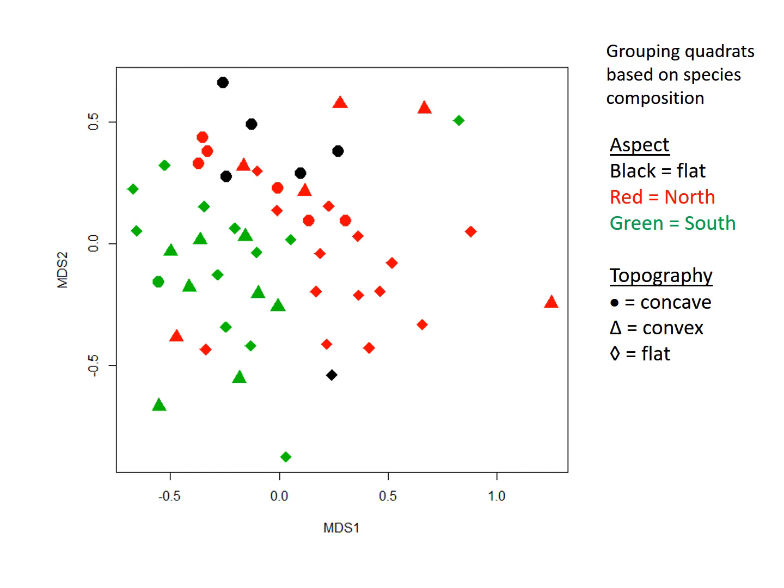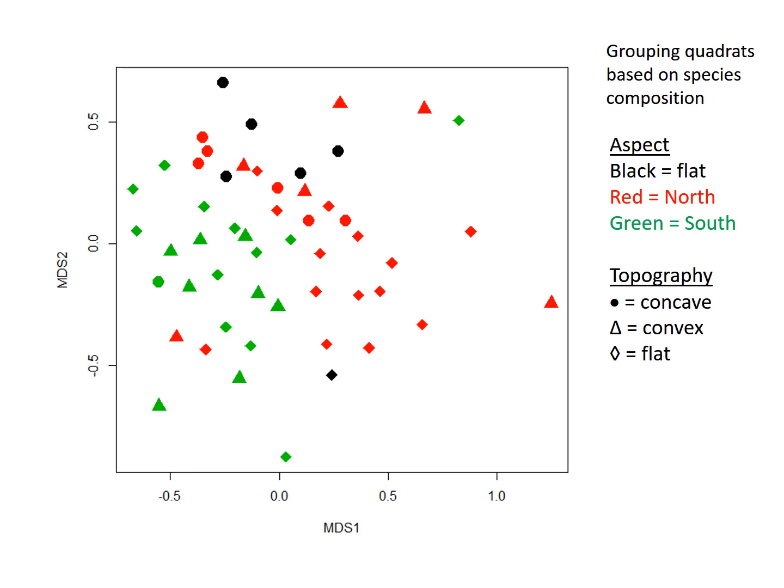Okay, so let's look at an ordination based on data from the Histogram. Here, the color of the symbol represents the aspect of the quadrat that was sampled, and the symbol shape represents the topography that was sampled. And what's quite clear here is that the green points tend to cluster together and the red points tend to cluster together. Not perfectly, but there's a strong trend.